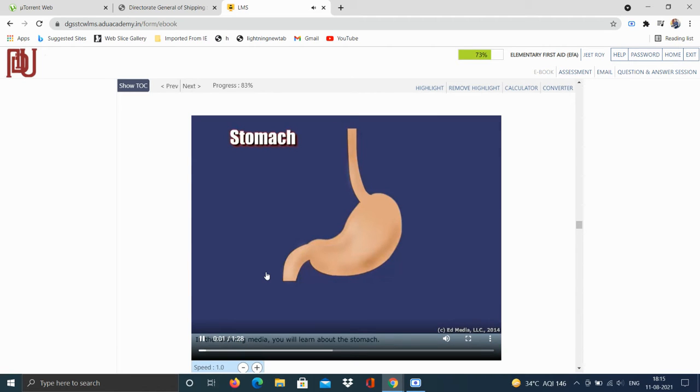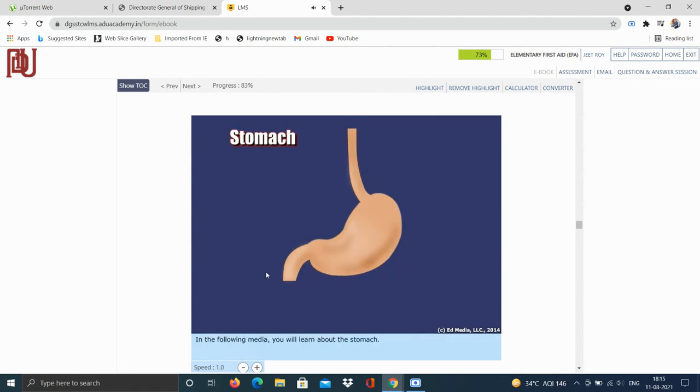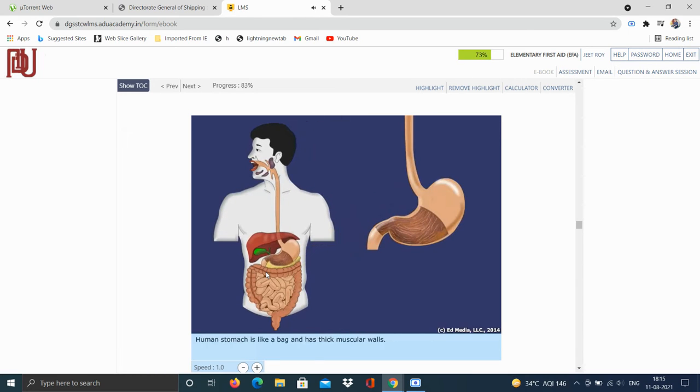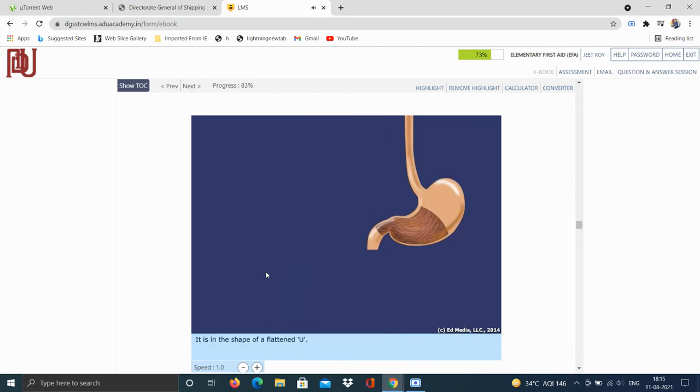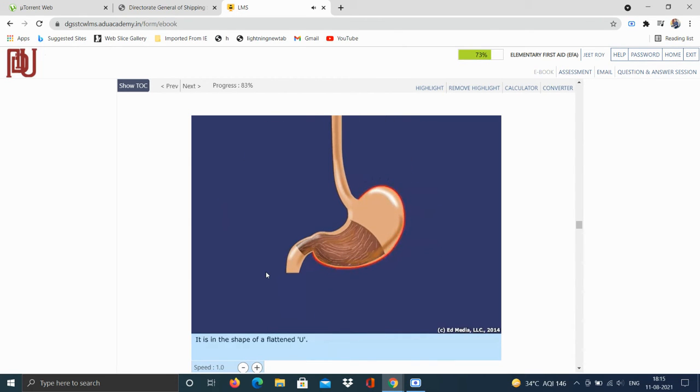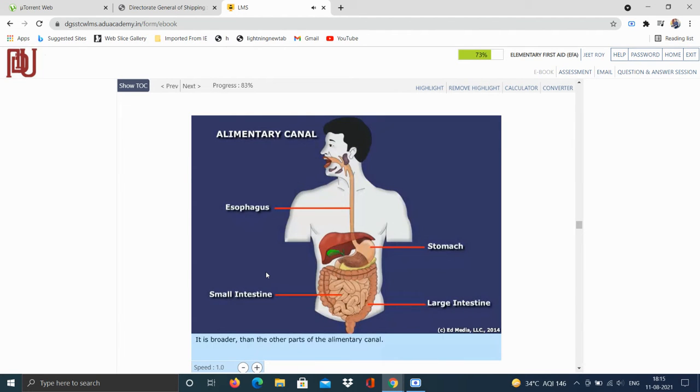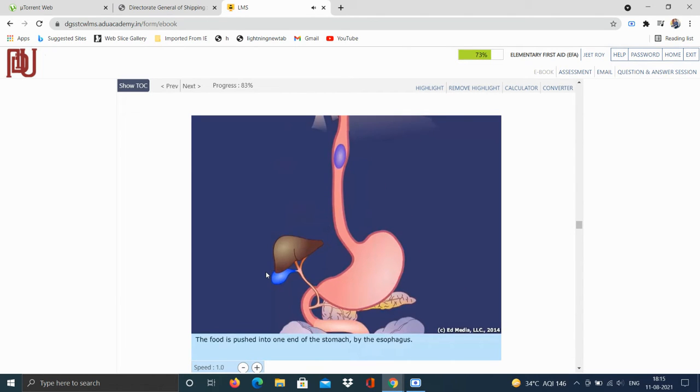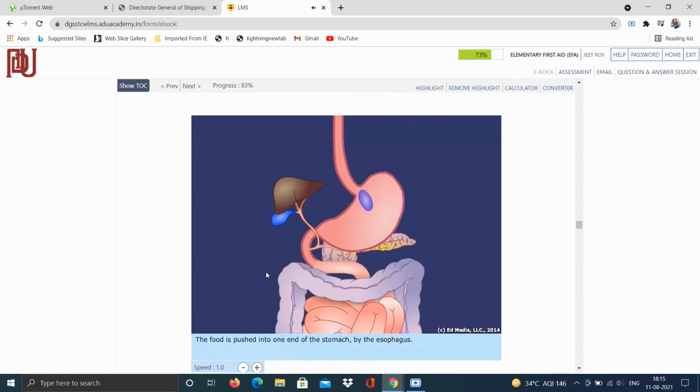In the following media, you will learn about the stomach. The human stomach is like a bag and has thick muscular walls. It is in the shape of a flattened U. It is broader than the other parts of the alimentary canal. The food is pushed into one end of the stomach by the esophagus. The stomach then pushes the digested food into the small intestine through its other end.